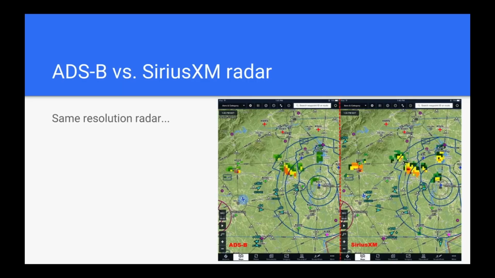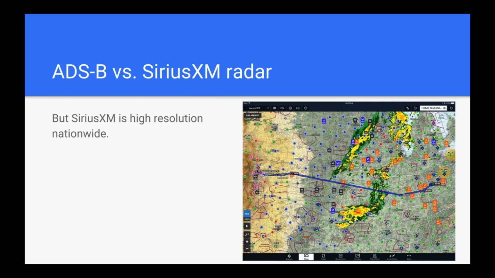The difference here is that SiriusXM offers that higher resolution radar all across the country. There's only one resolution of SiriusXM radar, whereas ADS-B, as I mentioned, you get beyond that 150 to 250 miles, and that's when things start to get a little blockier. That CONUS, or that national radar picture, is a blockier image. So that's usually what people are talking about. But within 150 to 250 miles of your airplane, you'll see the same resolution.